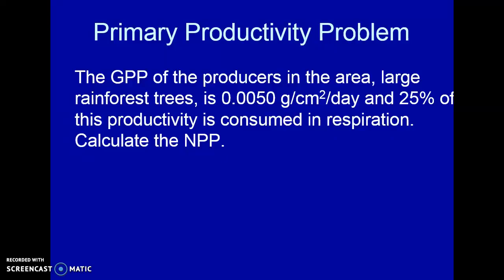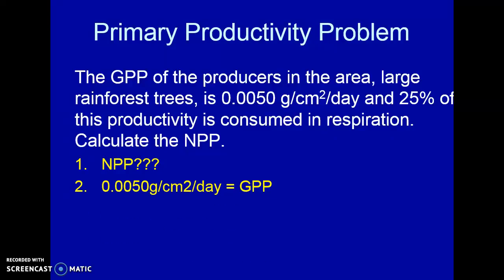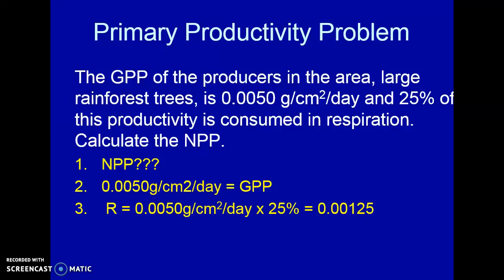To do a word problem, we always want to see what is the information we know. Well, we're looking for NPP. What other things do we know? Well, it gives us the GPP. It says that amount. And then, does it give us the information about respiration? Because we need to know respiration in order to calculate NPP, which is after taxes, or after respiration, which is like our taxes. Well, it says that respiration is 25% of the GPP. So I can take this number and times it by 0.25. And that gives me the respiration based on my word problem.